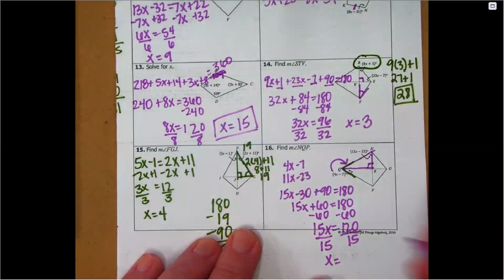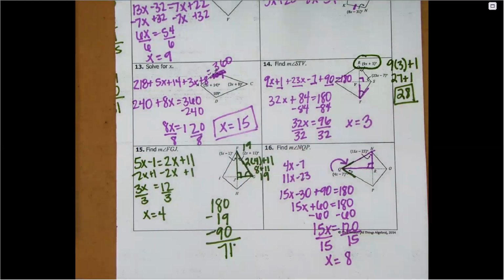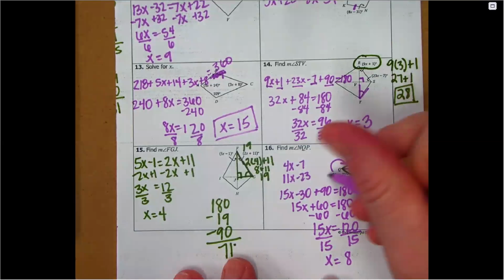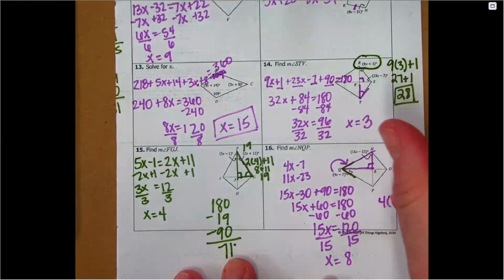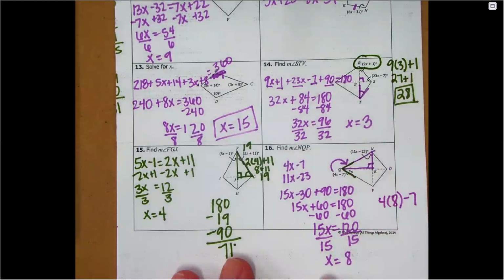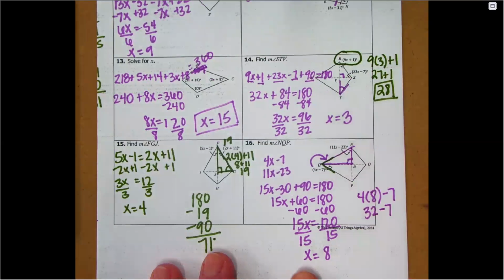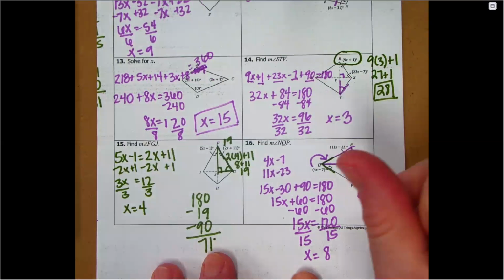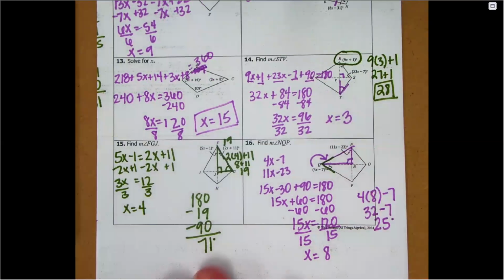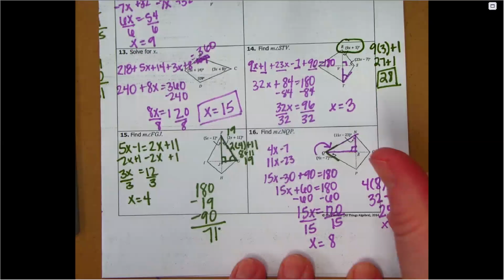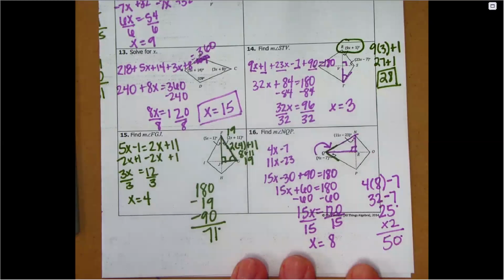Okay. Now, how are we going to get the actual angle in green? Plug it into Q. So 4 times 8 minus 7. 4 times 8 is what? 32 minus 7. What's 32 minus 7? Now, 25 is half of the angle. So you've got to multiply by 2. So the whole angle is 50.